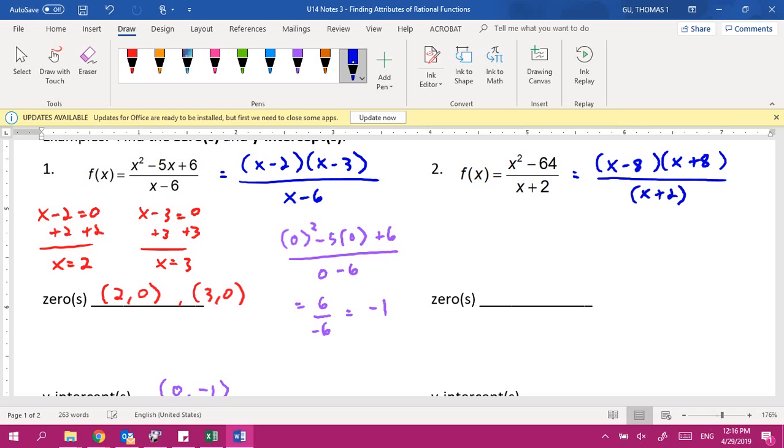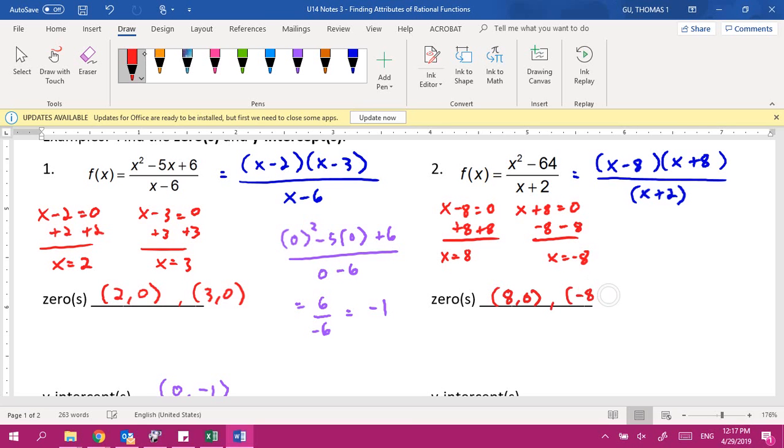So how would I find my two zeros? Which ones? Right, and? That's right. So what are my two zeros then? That's right. So what do I write though? 8, 0, and? That's right. Okay, good. Now how am I going to find my y-intercept?